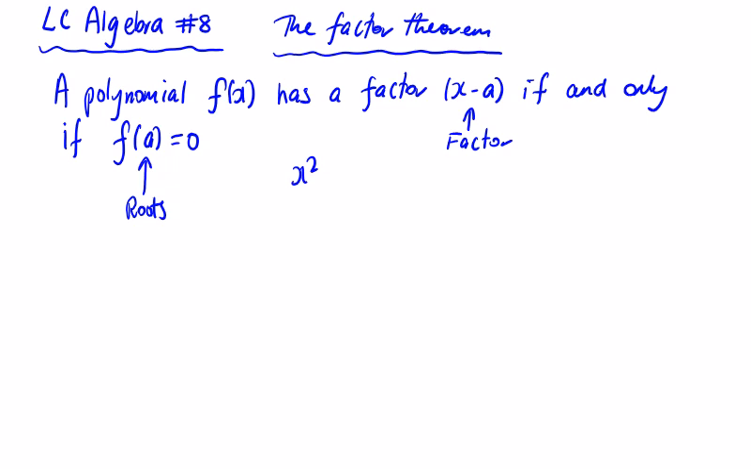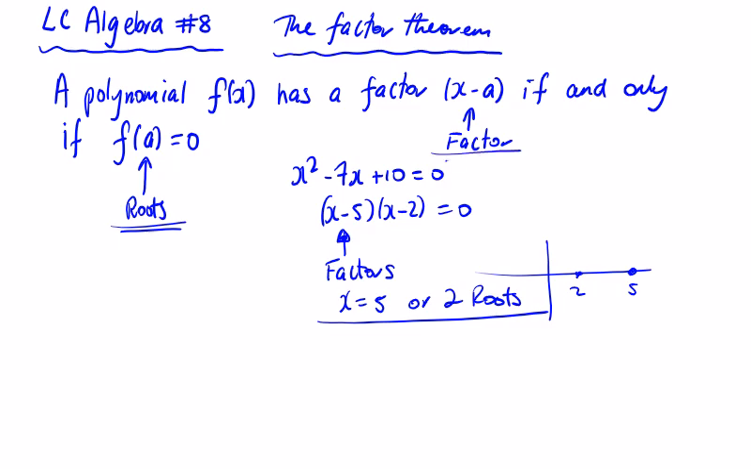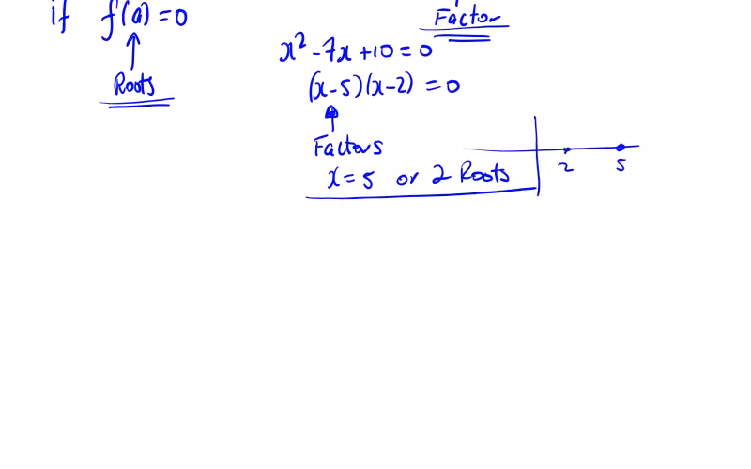For instance, x squared minus 7x plus 10 equals 0. x minus 5 by x minus 2 equals 0. I have my factors. And my solutions are x equals 5 or 2, the point at which they cross the x-axis. 2 and 5, just a little sketch, are my roots. So the factor theorem brings in roots and also obviously brings in factors. So let's have a look at a question in relation to this.